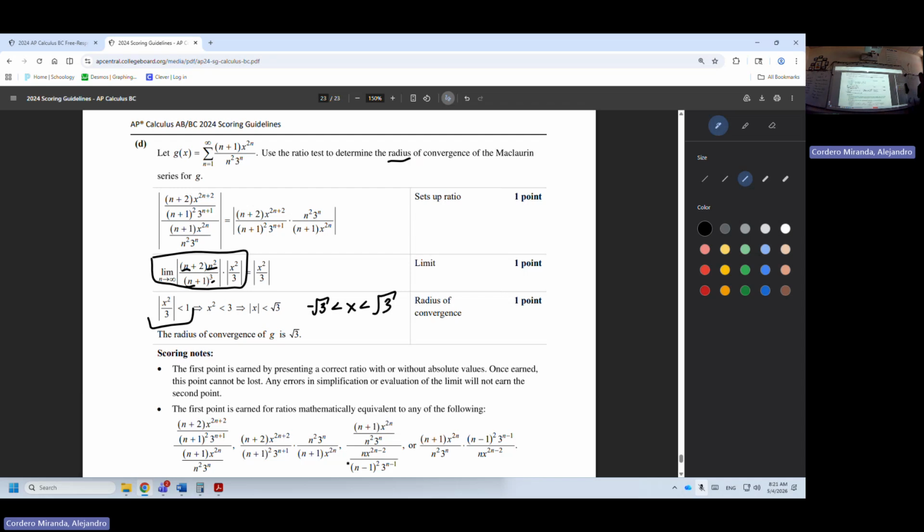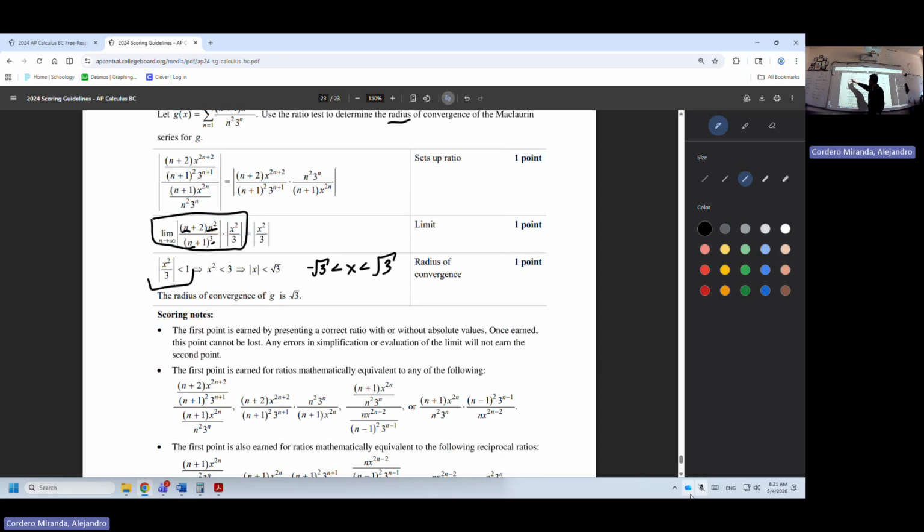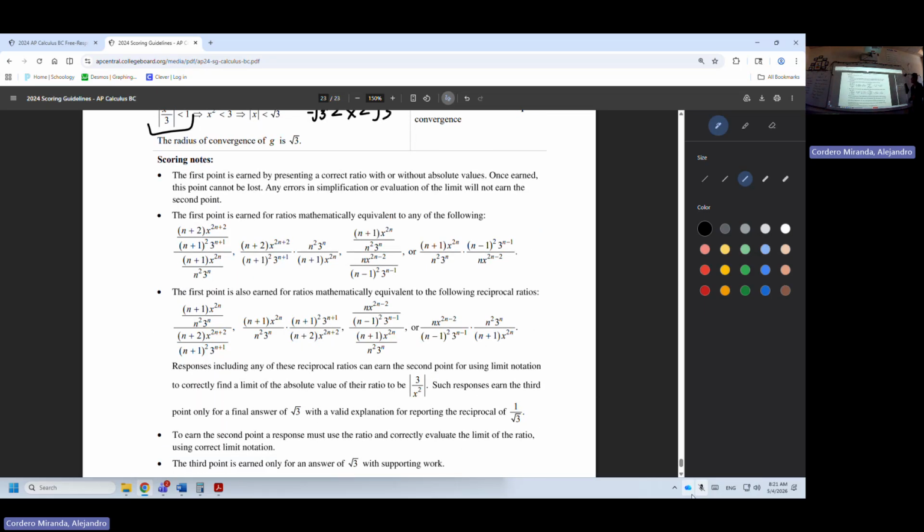Question? If you don't write the limit part, like you're going as fast as possible, you do the first step and then you just cancel everything out, will you still get points or no? Yeah, I bet you do. Look, the first point is earned by presenting a correct ratio with or without absolute values once earned and can't be lost. First point is also earned for ratios equivalent. To earn a point, must correctly evaluate using correct limit notation. So yeah, maybe you did.